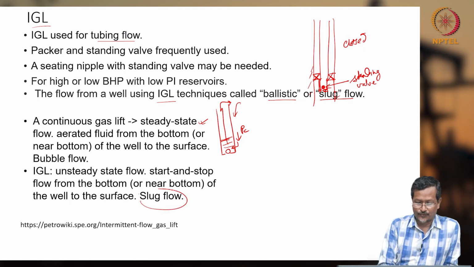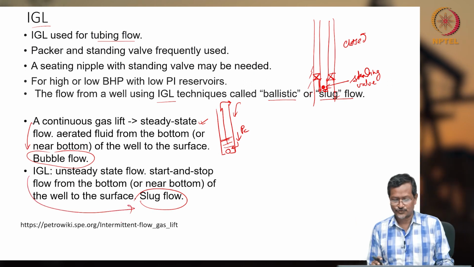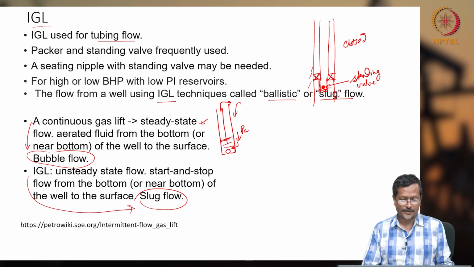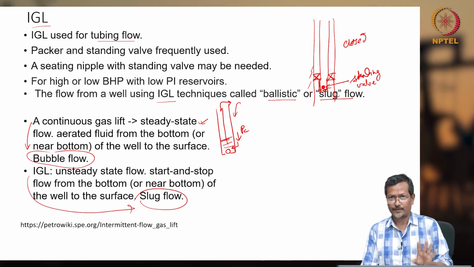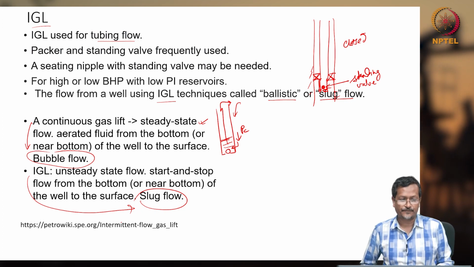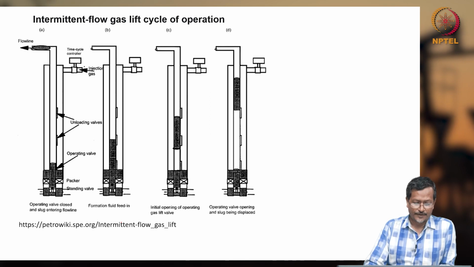So, this is slug flow, okay, and in this case it is bubble flow. In continuous flow, bubble flow occurs; in intermittent flow it is slug flow. So, you should remember, in continuous flow we are not creating slug flow, and in intermittent flow we are not creating bubble flow or mist flow. Okay. So, what is happening in intermittent flow?